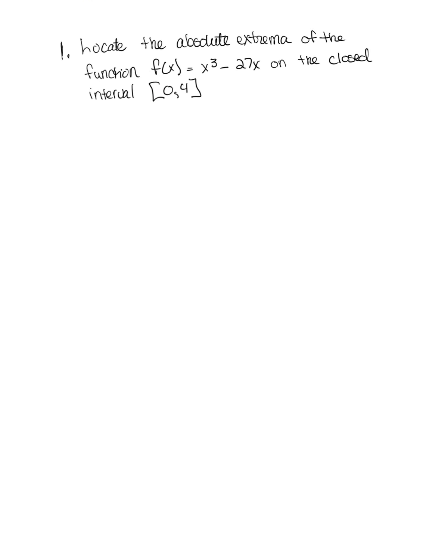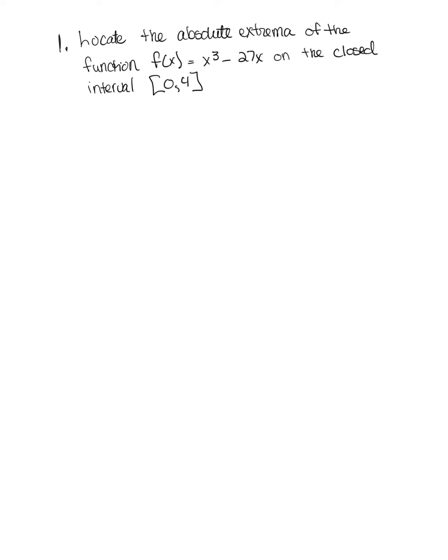So what we're going to do is look at our function right here, and we are going to take the derivative of this function and set it equal to 0. So the first thing we have to do here is take our derivative. So that's going to be f prime of x equals 3x squared minus 27. Then we have to find out where our first derivative equals 0. So let's write this down. We're going to take the derivative.